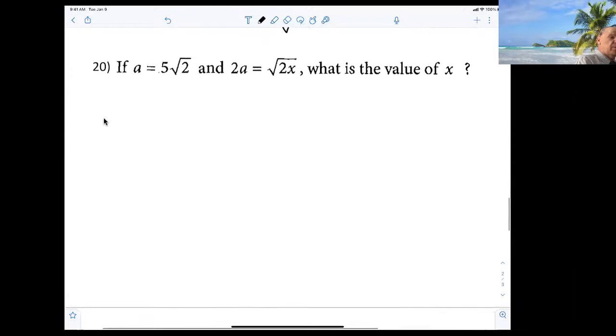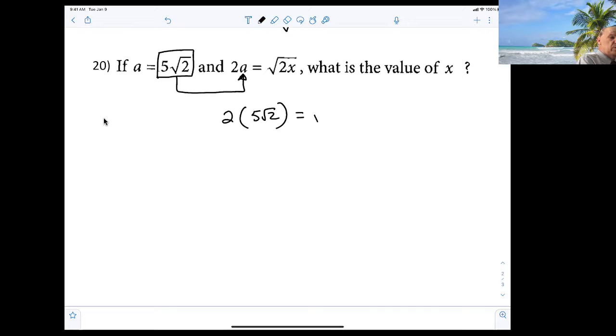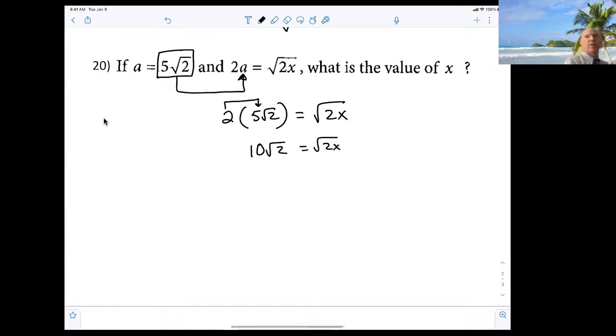Okay. Finally, something a little bit more challenging. What does A equal? So you see where this A is right here? Plug it in. So that means 2 times 5 radical 2 is equal to radical 2x. Does everybody agree with that? Now, what is 2 times this? 10 radical 2. That's exactly correct.